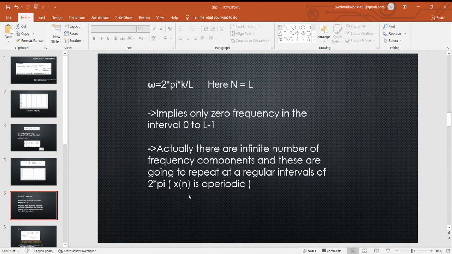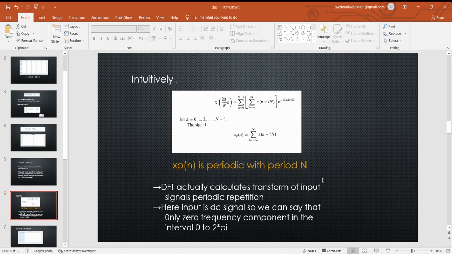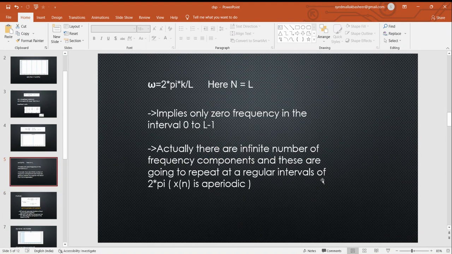Its transform is periodic with a period of 2 pi. So from 0 to 2 pi, we have frequency at 0, and from 2 pi to 4 pi, we have frequency at 2 pi, and next we have at 4 pi, and so on. As the information from 0 to 2 pi is the same as that of 2 pi to 4 pi, it is sufficient to take only from 0 to 2 pi. Other information is redundant. So we have only 0 frequency in the interval 0 to L minus 1.